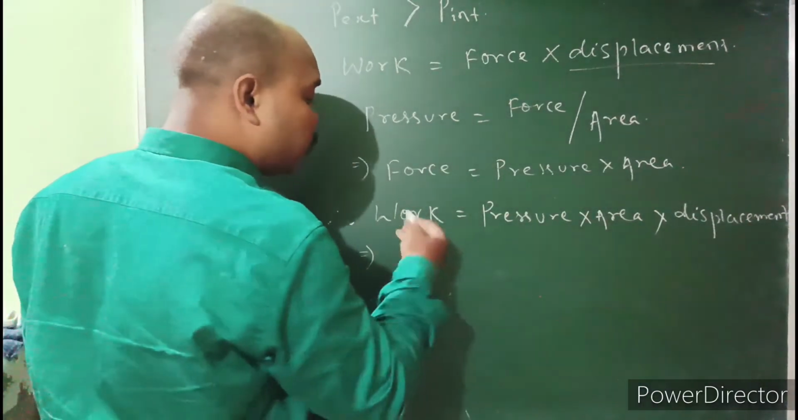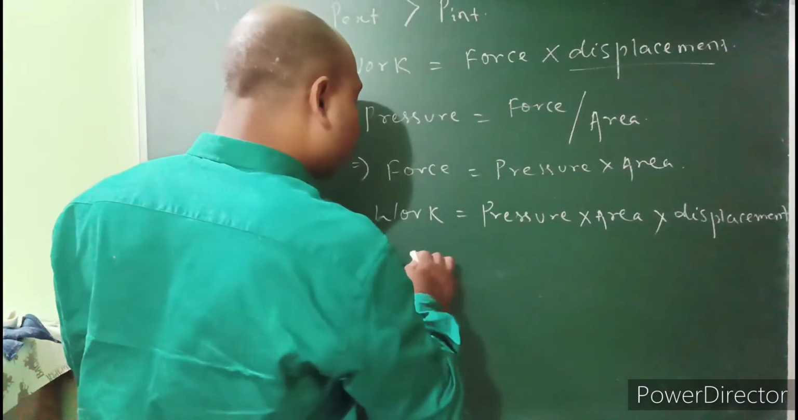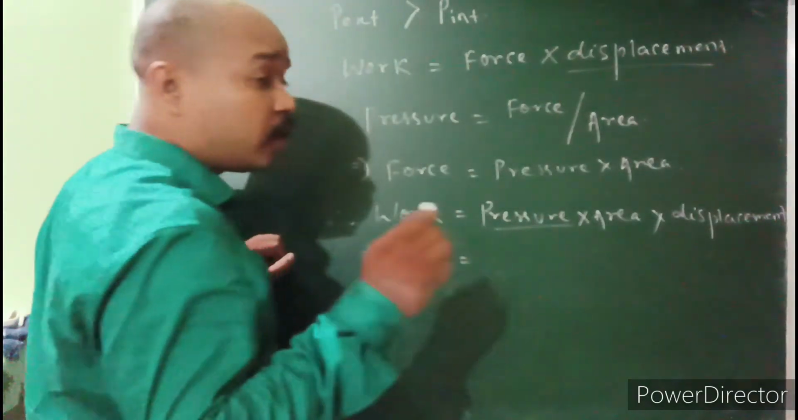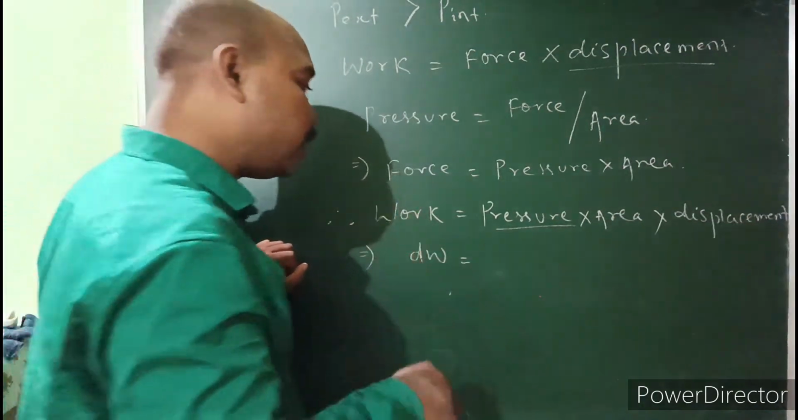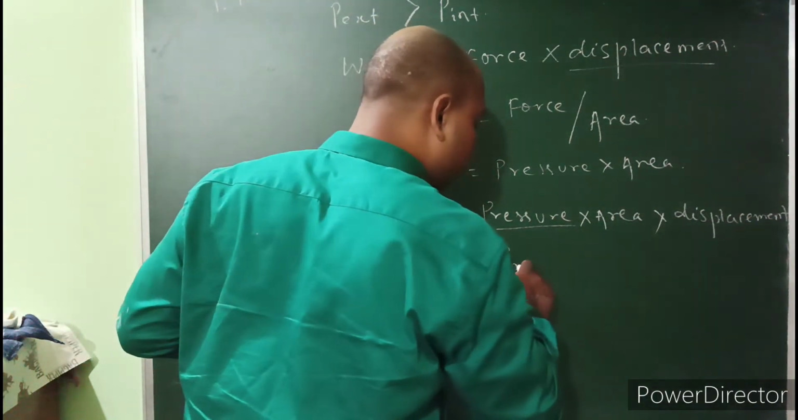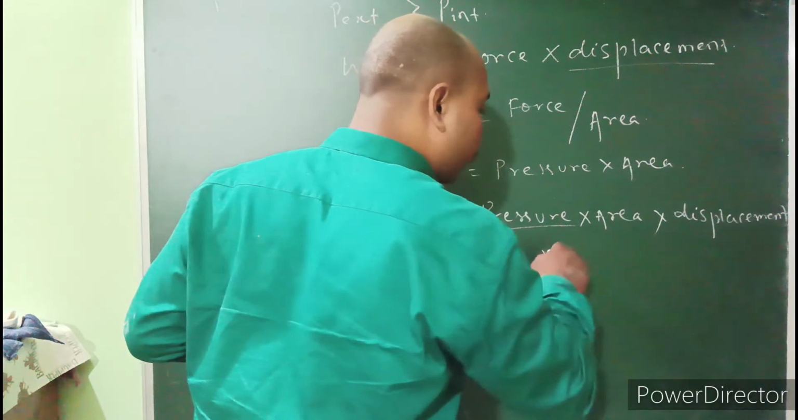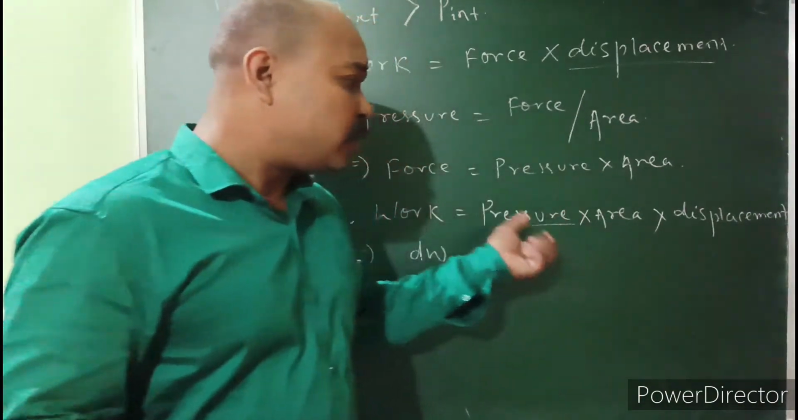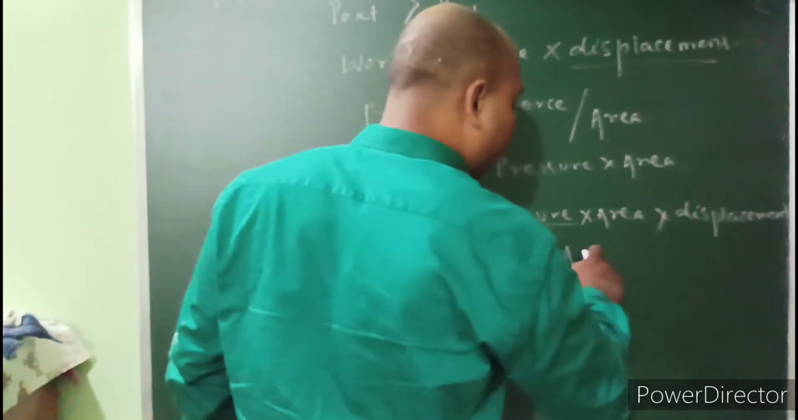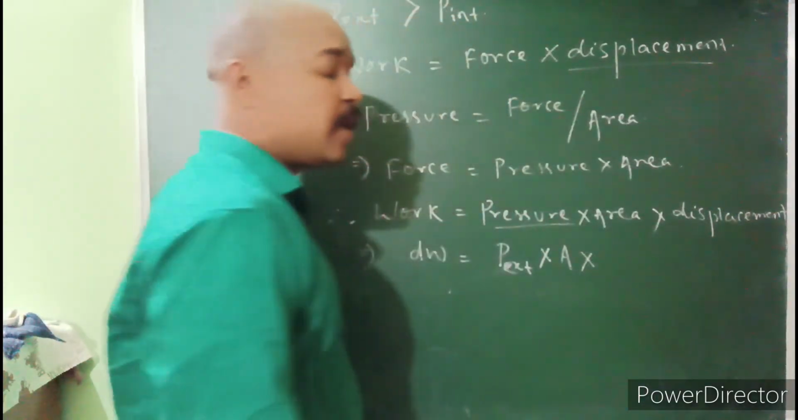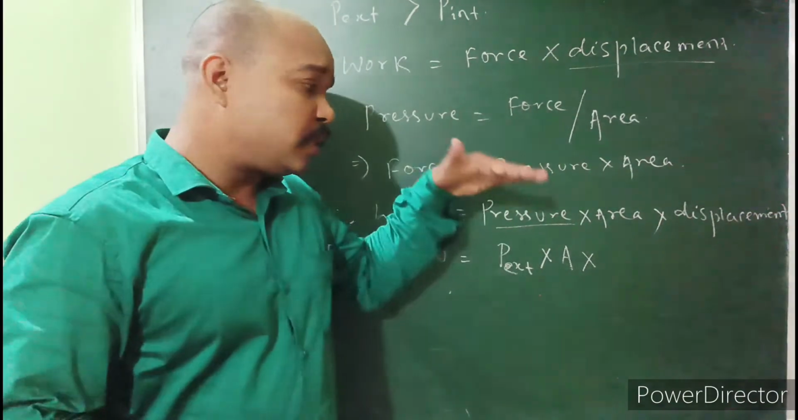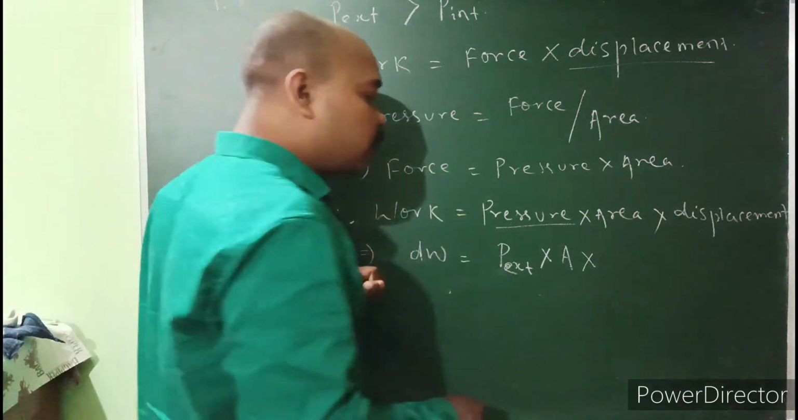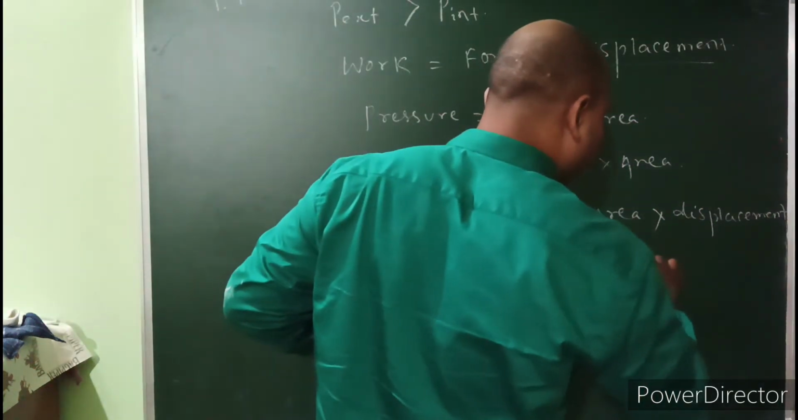Here we can write there is a change in small work, that is dW. Pressure: the work is done on the system due to the external pressure, that's P external, into area, that area is A. Now, displacement: I told you that the piston moves downward, so the displacement is decreasing, that's why we are getting minus dl.